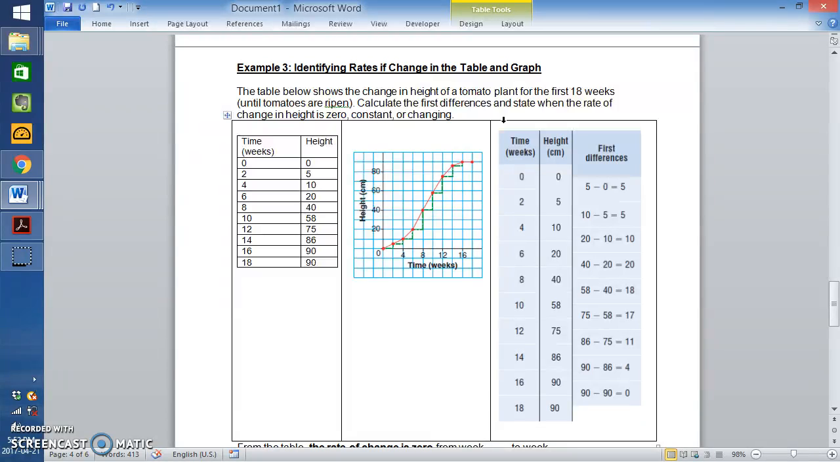All right. In order to figure that out, let's use the table first. As you see in the table here, the third column represents the rate of change, which we also call the first differences. The first difference is 0 only on the last row here. 90 minus 90 equals 0. And when did we have that value? Between weeks 16 and 18.